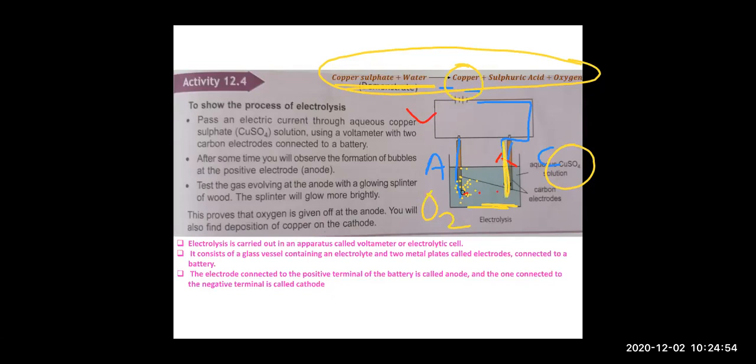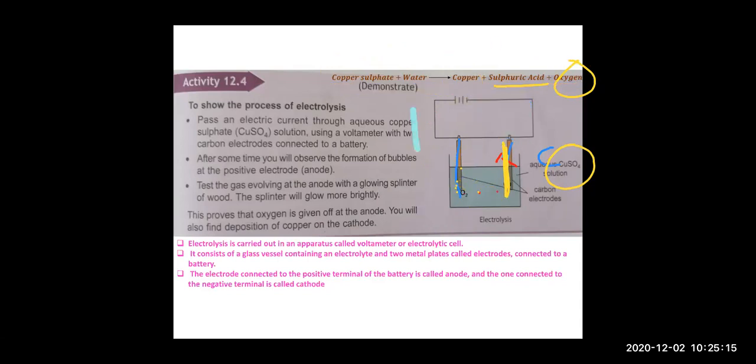Here at the cathode what will happen? Copper will get deposited. A layer of copper will form, right children? And sulfuric acid remains in the electrolytic cell. And what is left? Oxygen. Oxygen bubbles are formed at the anode, right children? So this is your electrolysis activity. So this is the reaction which has taken place during the electrolysis in the electrolytic cell. Understood? So here oxygen gas is evolved, right?